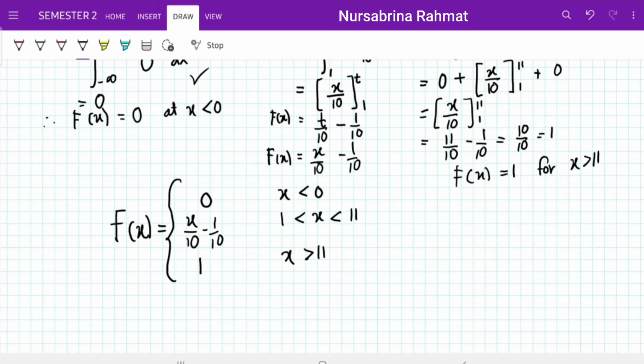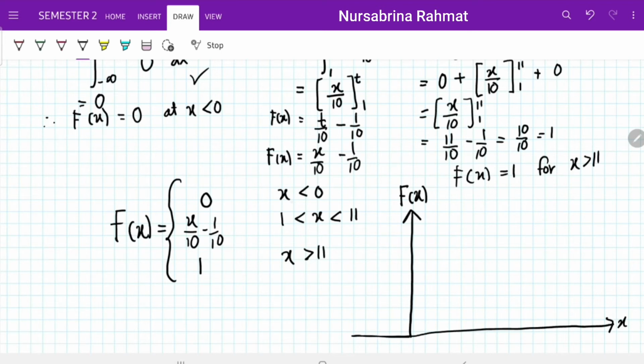What if the question asks you to sketch the graph? The y-axis should be your cumulative distribution function, and your x-axis should be the value of your variable x. When x is less than 0, the value is 0, and when x equals 0, it is also 0. As you can see, the cumulative distribution function for the class interval between 1 and 11 is just a degree 1 polynomial, so that means this is a linear function.